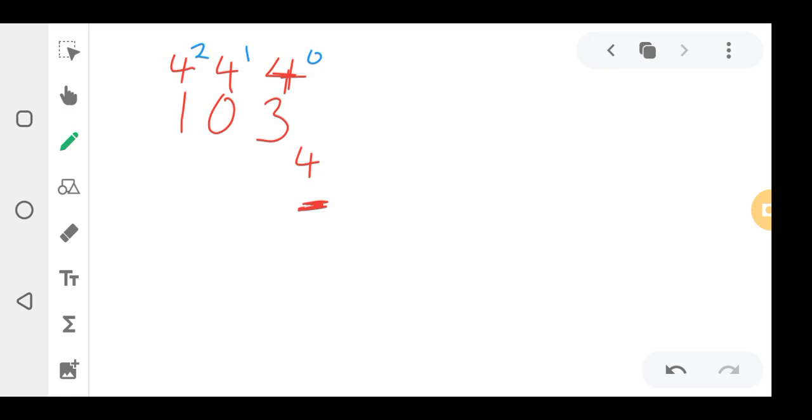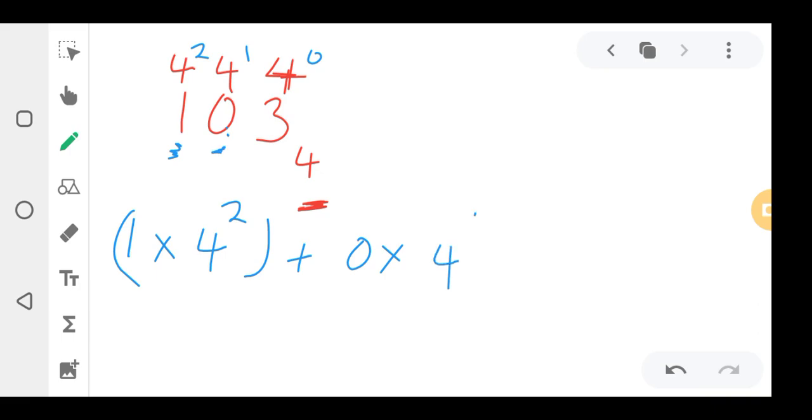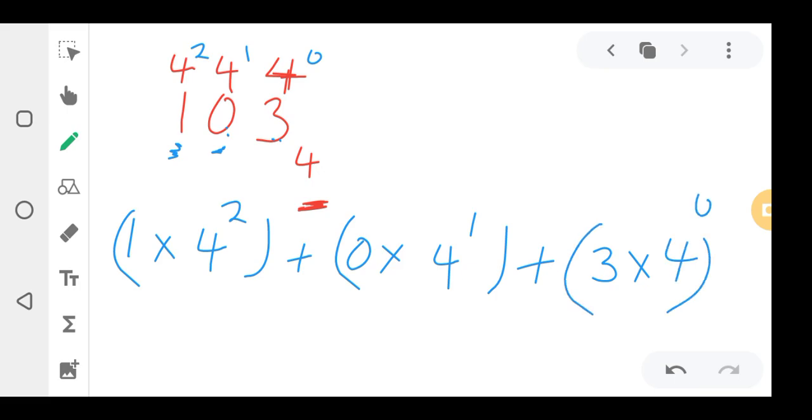So you start by multiplying now. You start with the first one here. You say 1 times 4 to the power 2. You see this 4 to the power 2 on top in brackets. You say plus 0 times 4 to the power 1, you put in brackets, plus this 3 down here times the 4 that's on top, raised to the power 0. Then you put them in brackets.